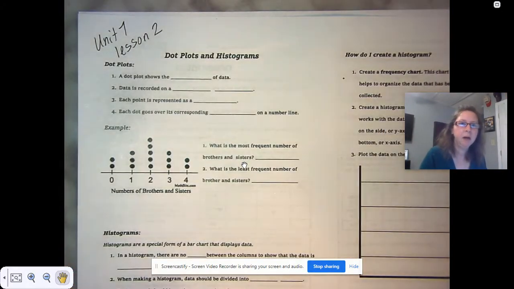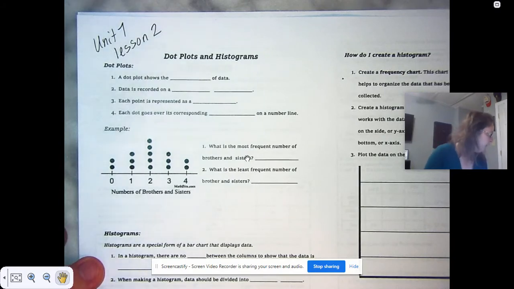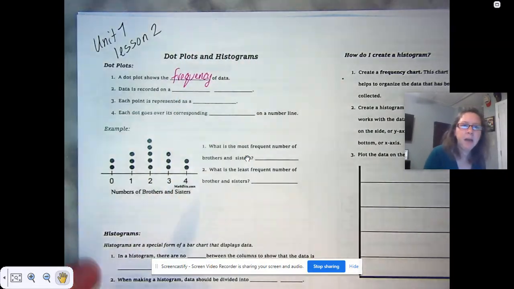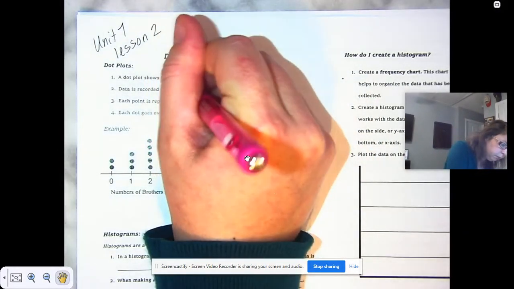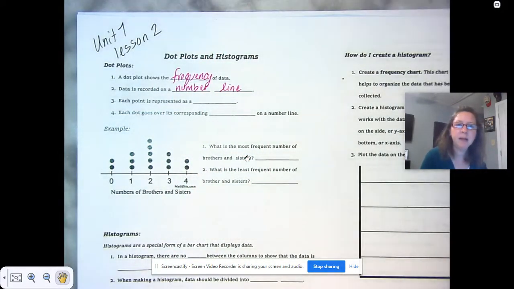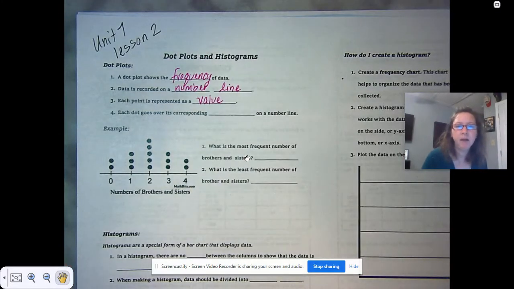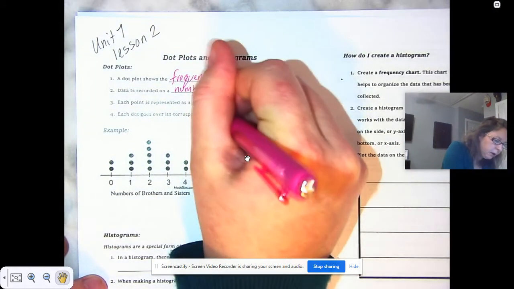Alrighty, so dot plots. A dot plot shows the frequency of data. Frequency is how often something happens, okay? Data is recorded on a number line. This is for a dot plot. And each point is represented as a value. So each dot could represent 1. Sometimes they might tell you each dot represents 2, okay? And then each dot does go over its corresponding number on the number line.